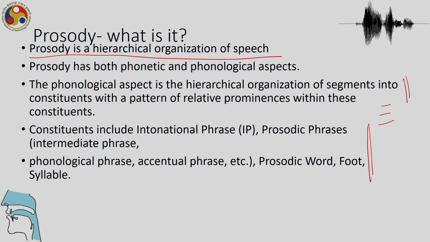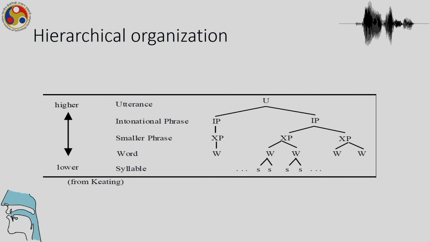We will talk about these in greater detail in the other lecture on intonational phonology. As you see here, we can see the hierarchical organization. The largest level is the utterance, that is the sentence, and then we organize it into further units like intonational phrases. There can be two intonational phrases in an utterance, there can be smaller phrases, and then there is the word level, and the word can be further divided into other parts like syllables, feet, mora, etc.